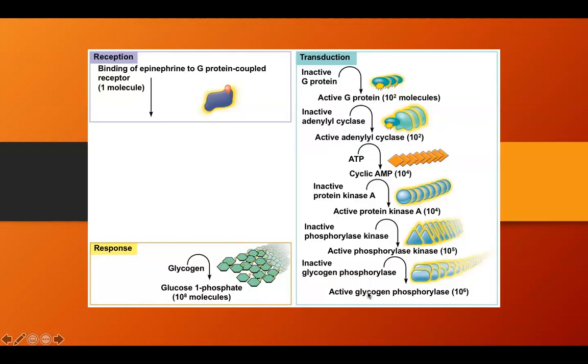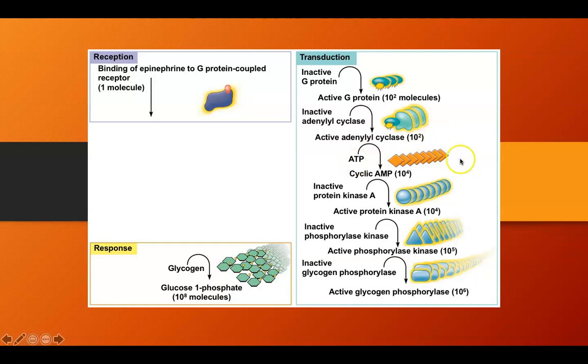So let's actually look at the epinephrine pathway in the liver cells. Epinephrine will bind to a G protein coupled receptor, and that's only one molecule that's binding. Remember that receptor couples with the G protein, then inactive G protein becomes activated G protein, and look, we have 100 molecules of activated G proteins. These activated G proteins will then activate 100 molecules of adenylyl cyclase, and these will catalyze the conversion of ATP to cyclic AMP.